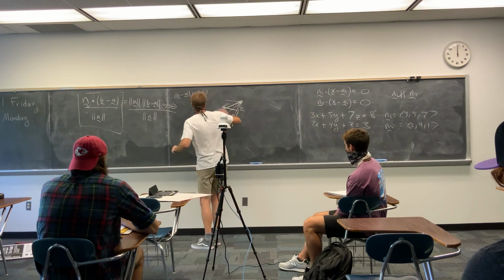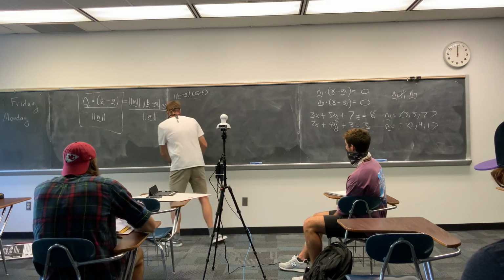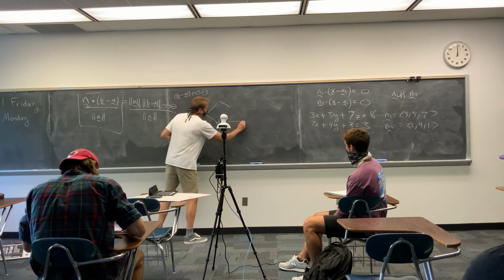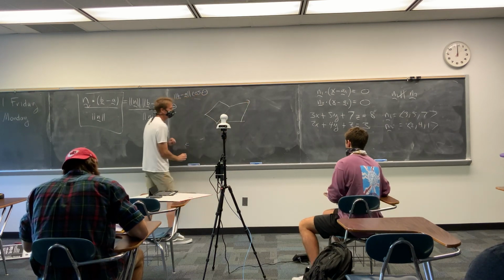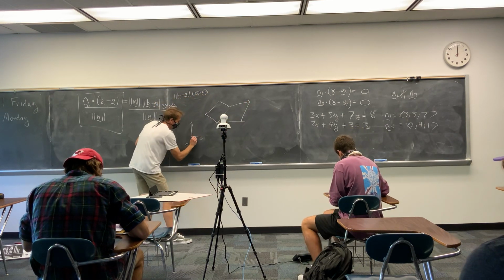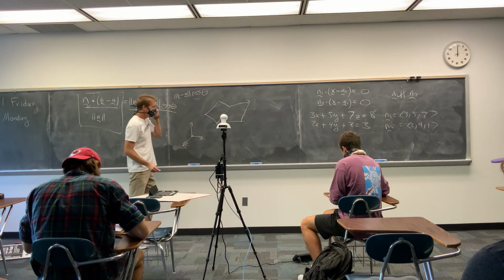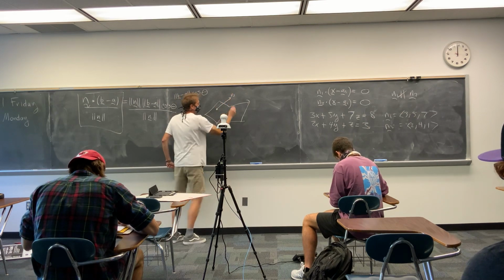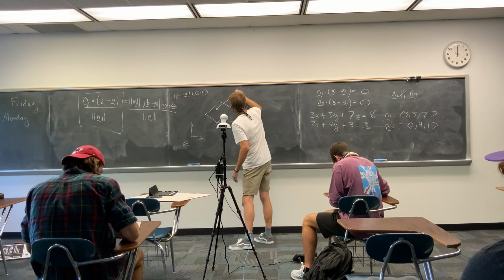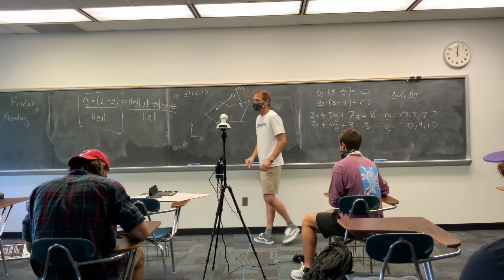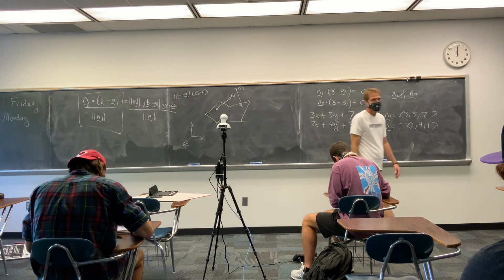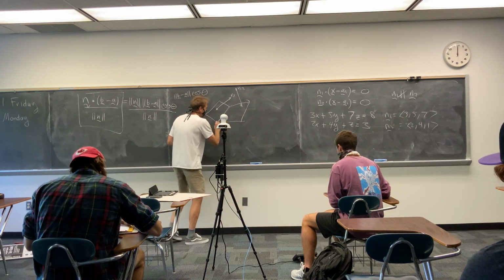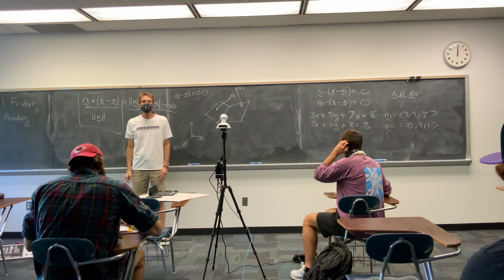So let me try to draw it. I've got a plane coming like this. Then I've got some other plane coming like that. I've got a normal vector that's sitting like this, and some other normal vector that's sitting like that. The planes aren't parallel, so they're going to intersect. They're going to intersect in a line.